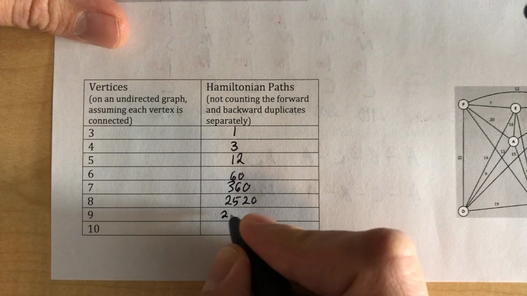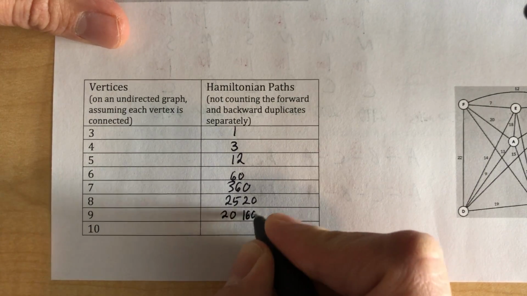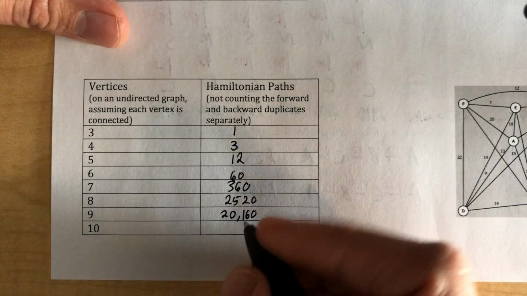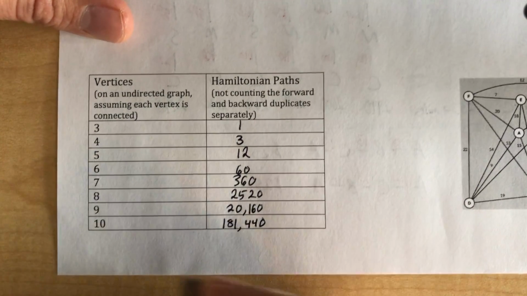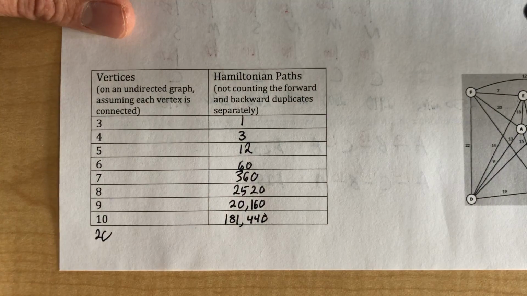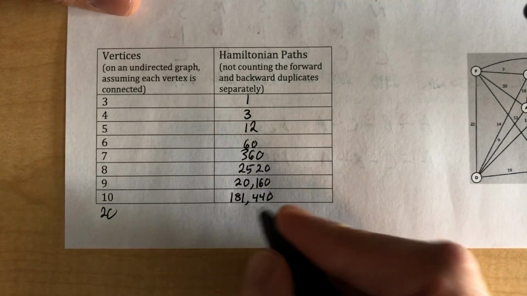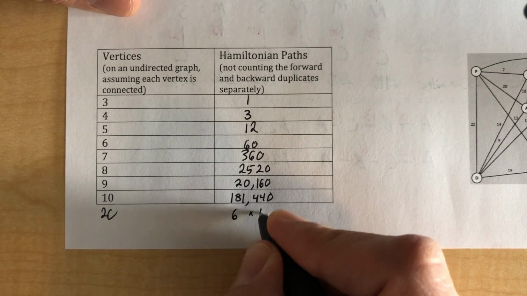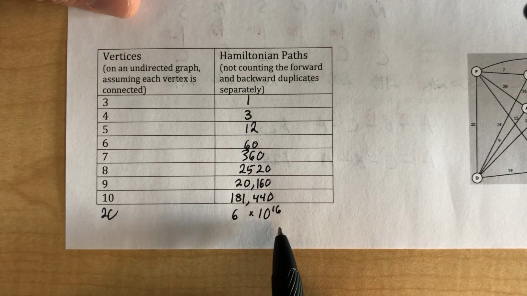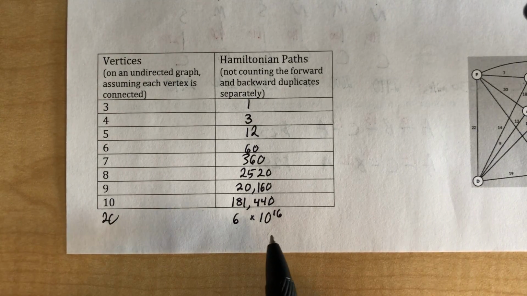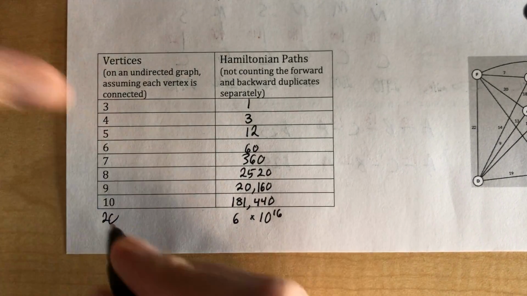9 vertices, 20,160. 10 vertices, 181,440. Let's suppose you wanted 20 vertices. Here we go. You ready? 6 times 10 to the 16. That is huge. A computer would take way too long to do that, even our fastest computers.